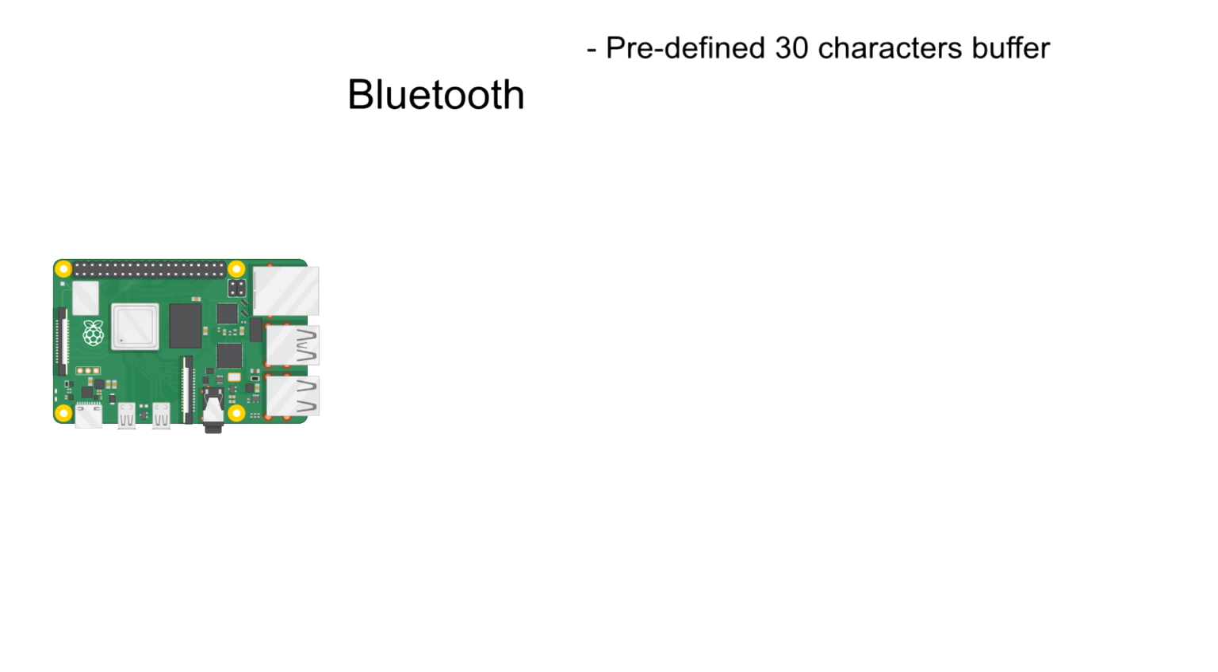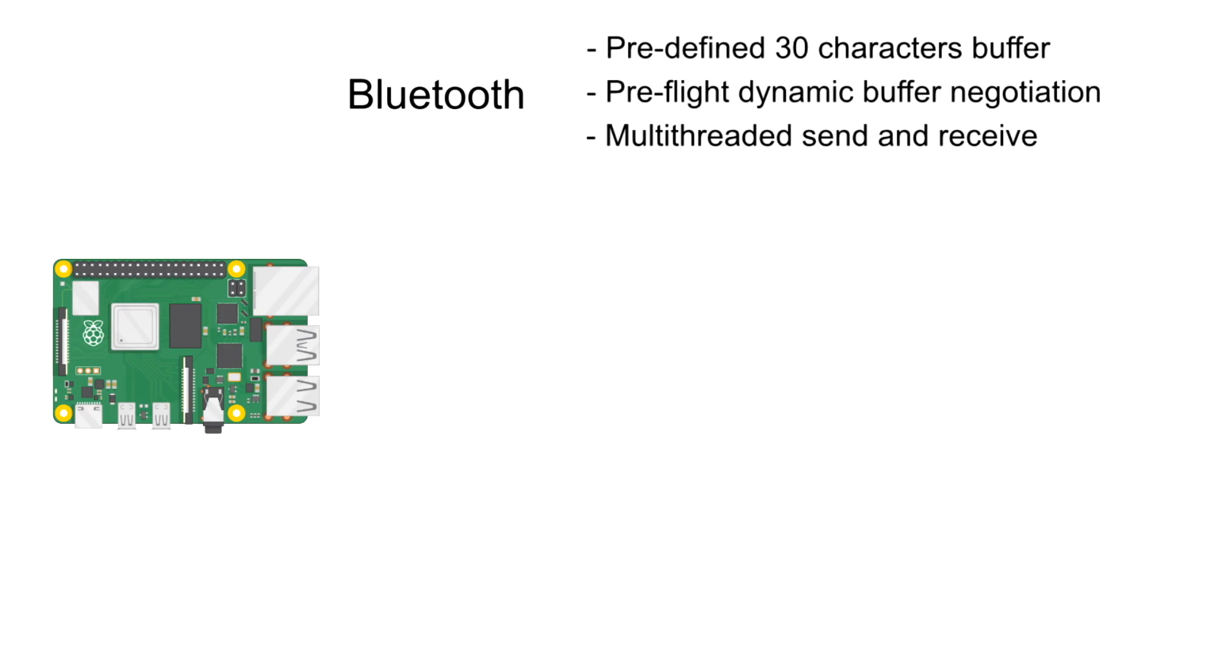Firstly, the Bluetooth socket server. It has a predefined 30-character padded buffer which will handle the majority of the required communication packets. For data that is larger than 30 characters, we utilize a simple pre-flight negotiation to dynamically adjust the received buffer size. The sending and receiving of data is done on separate threads to ensure non-blocking I/O operations.